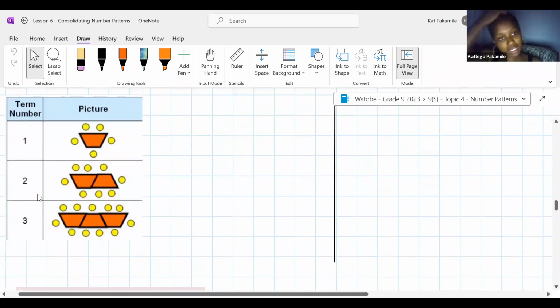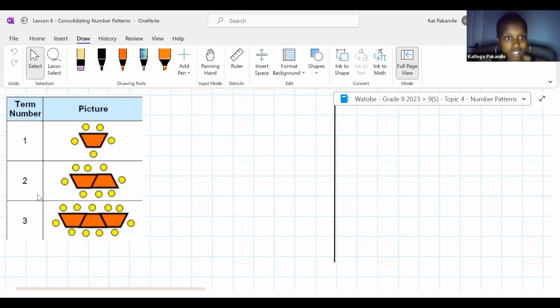Okay, let's work with this pattern over here. The pattern is the number of chairs. Leave the number of tables alone, because the number of tables just corresponds with the term number. So we're working with chairs. So we have n and we have Tn, so term number 1, 2, 3. In term number 1, 2, and 3, how many chairs do we have?